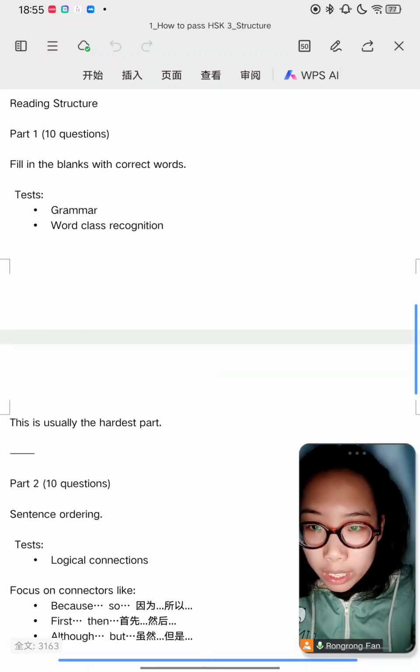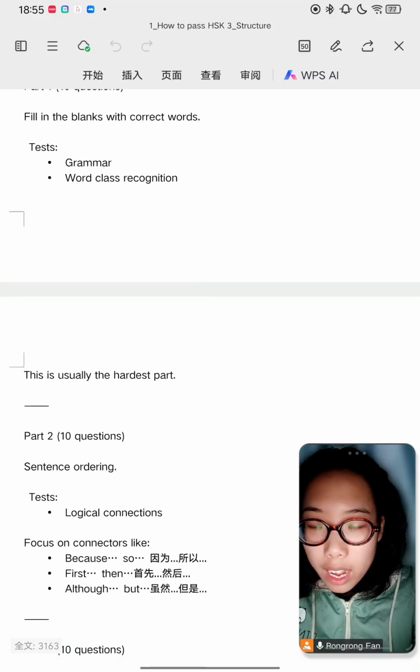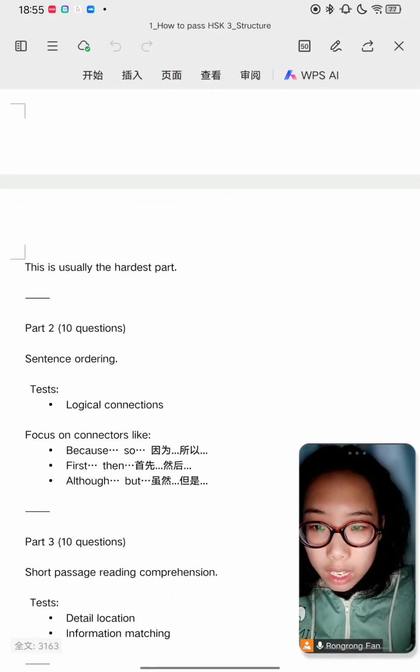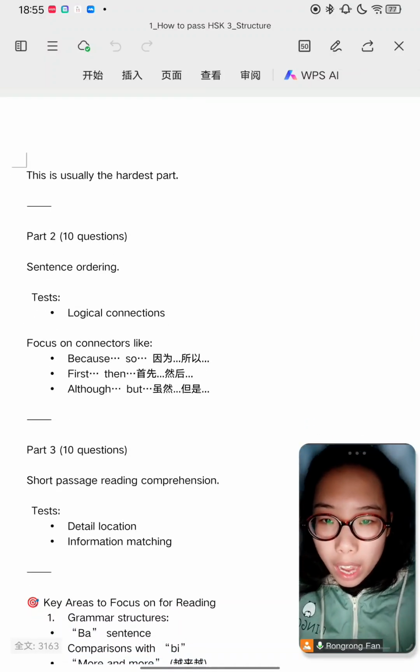Part 1, you have 10 questions. Fill in the blanks with correct words. For this, I think it tests your grammar and your word class recognition. And I know this is usually the hardest part. You should put more energy and time into it.